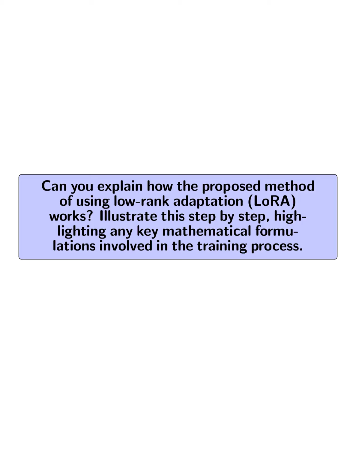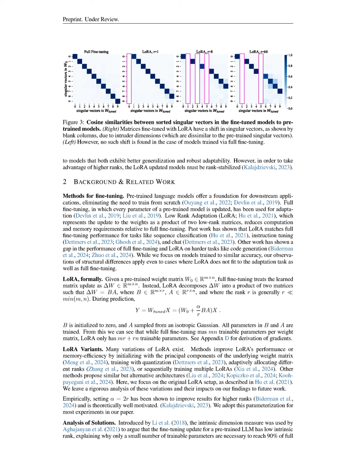Can you explain how the proposed method of using low-rank adaptation, LoRA, works? Illustrate this step by step, highlighting any key mathematical formulations involved in the training process. Low-rank adaptation, LoRA, works by decomposing the weight update during fine-tuning into a product of two low-rank matrices, specifically, delta W equals BA, where B in R^(M×r) and A in R^(r×N).